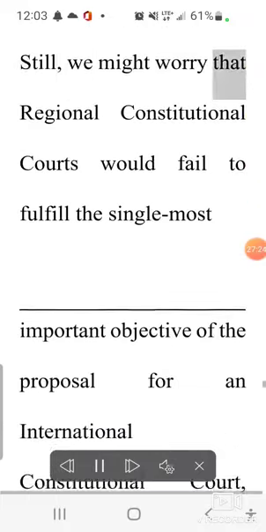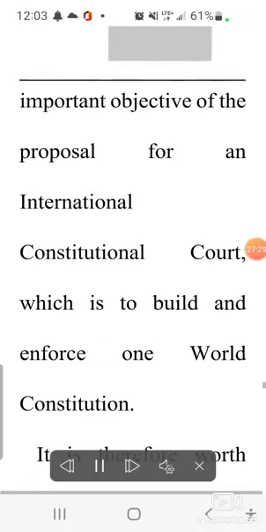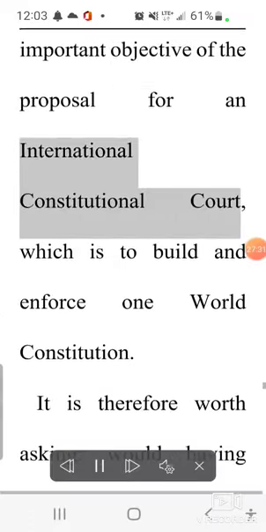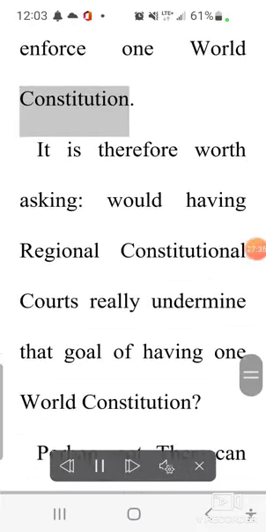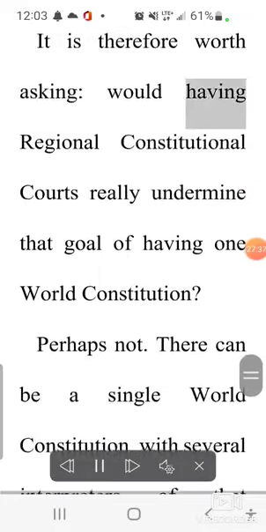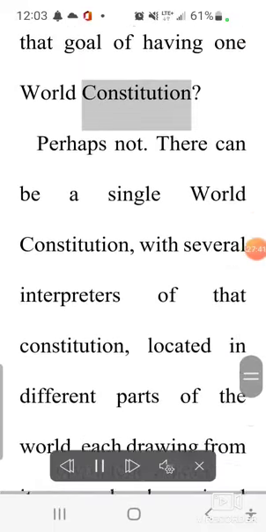Still, we might worry that regional constitutional courts would fail to fulfill the single most important objective of the proposal for an international constitutional court, which is to build and enforce one world constitution. It is therefore worth asking, would having regional constitutional courts really undermine that goal of having one world constitution?